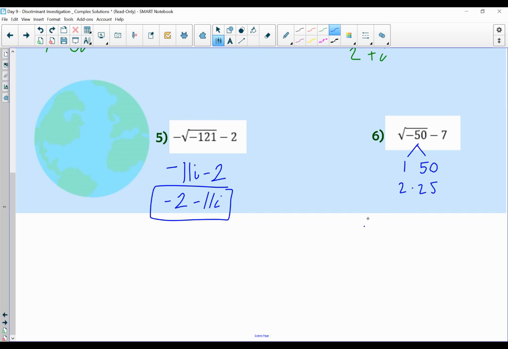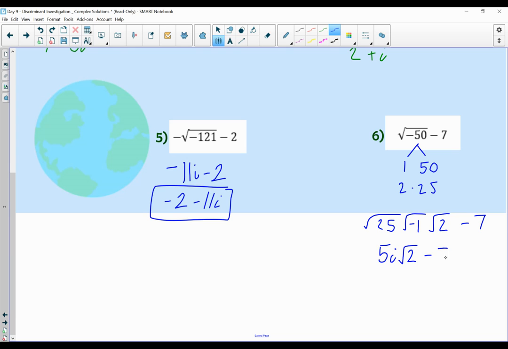So this becomes the square root of 25 times the square root of negative 1 times the square root of 2. My negative 7 just comes down. And now, again, we ask ourselves, what's the square root of 25? Well, that's 5. What's the square root of negative 1? That's i. And what's the square root of 2? It is not a perfect square, so we leave it underneath the radical.